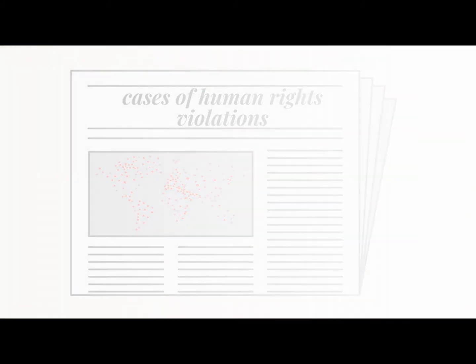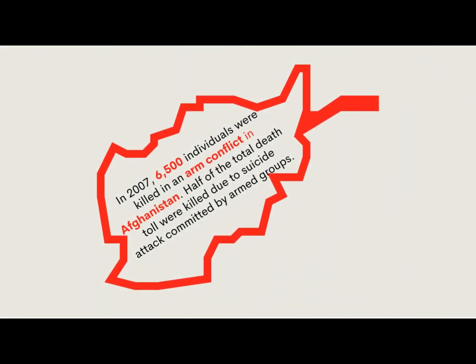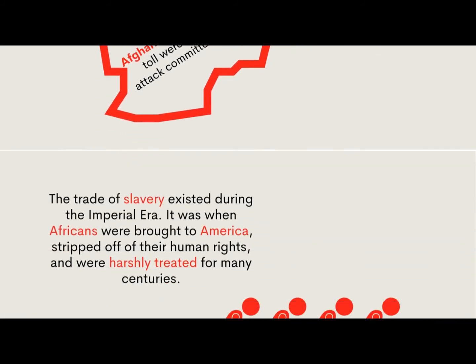Here are some historical events from the world over which depicted human rights violations. Violation of right to life, liberty, and security. In 2007, 6,500 individuals were killed in an armed conflict in Afghanistan. Half of the total death toll were killed due to suicide attack committed by armed groups.